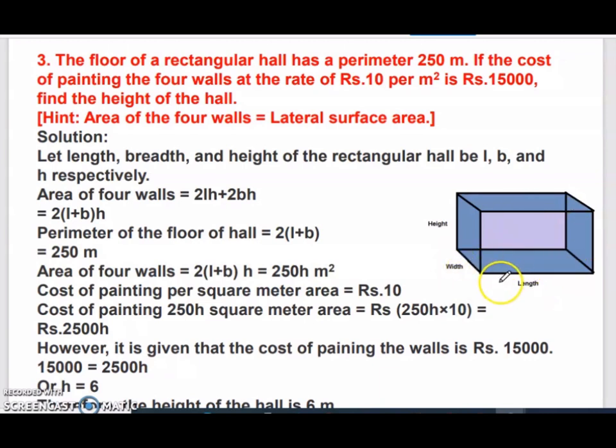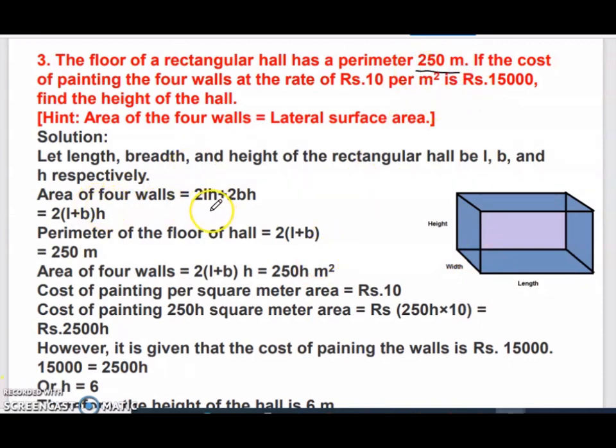So the area of the 4 walls, only this time it's painted, is given. Which is the lateral surface area? Only the lateral surface area is to be painted, not the floor and not the ceiling. Now here the perimeter of the floor is given. Length, breadth and height are not given to you separately. Height you have to find out, but even the length and breadth are not given to you separately. Instead, only the perimeter is given.